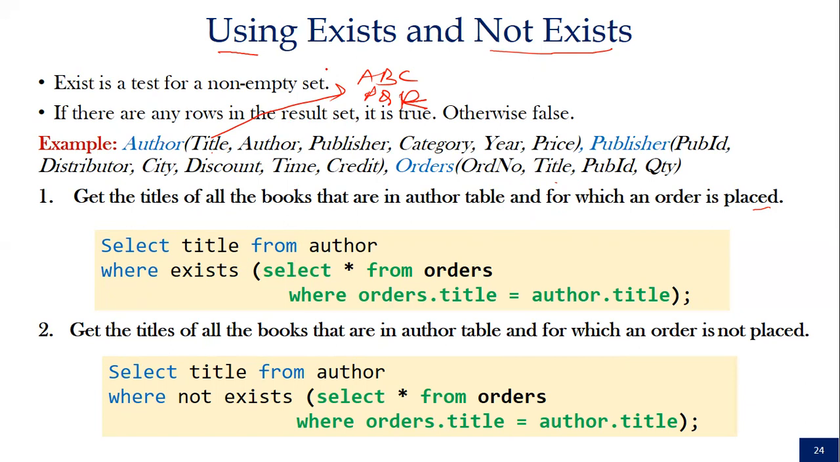So you can use exists or not exists in queries to check this. Similarly, here we are checking for orders that are not placed. In that case we use not exists, which is just the opposite of exists. Is that okay?